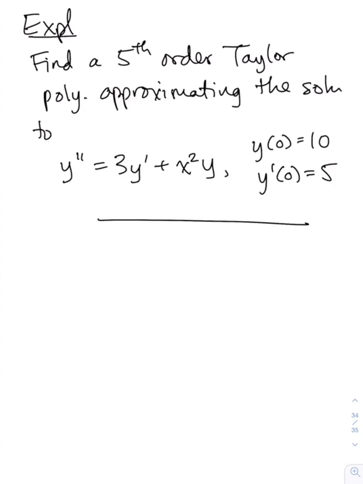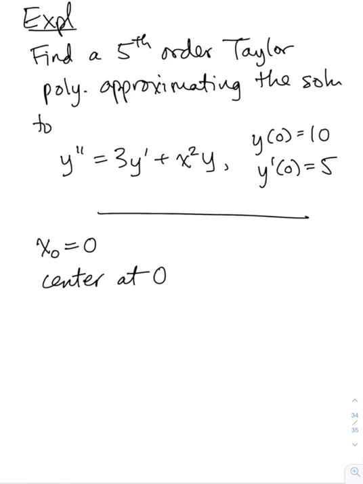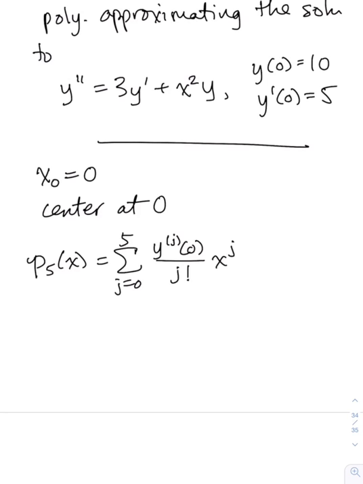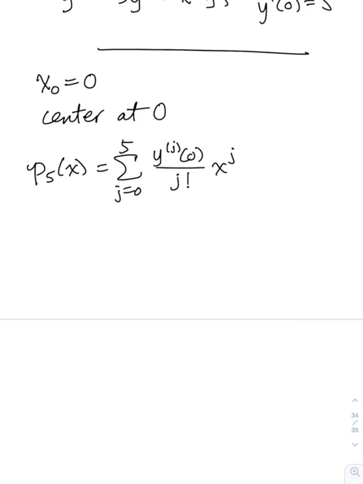So the first thing I want to notice is that in my initial value problem, x0 is 0. So that means that I want to use that as the center of my Taylor polynomial. So I'm going to center my Taylor polynomial at 0. I'm going to write down the general form of my fifth order Taylor polynomial. So this is the fifth order Taylor polynomial of the solution. The problem is I don't know what those coefficients are. I've got to figure out what that is.